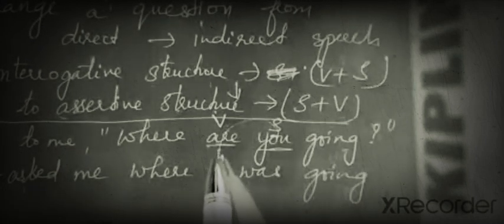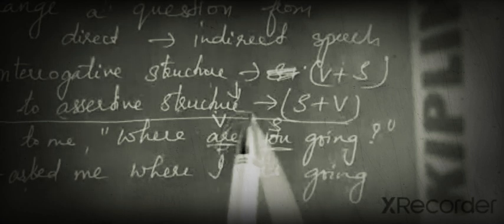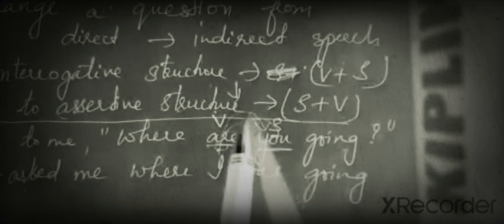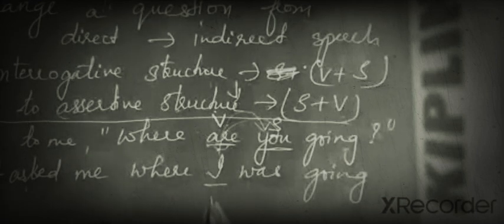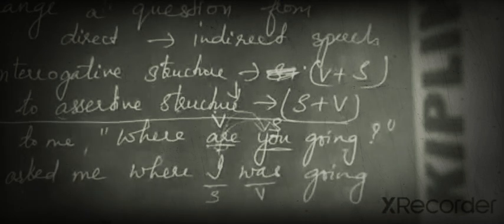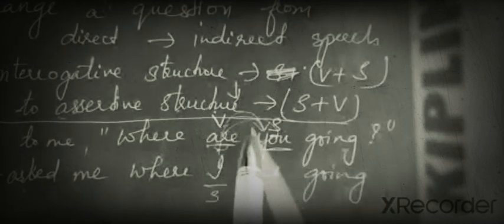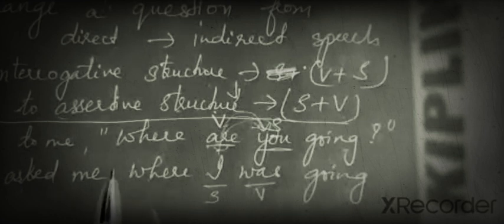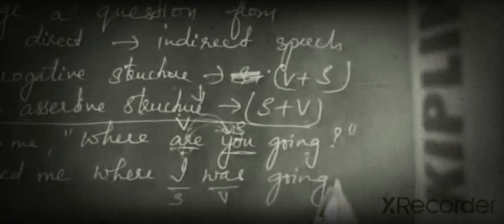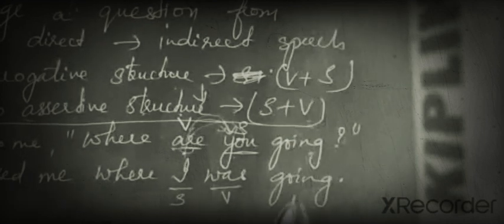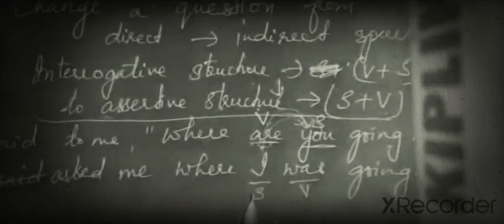Got it? The subject takes the position of the verb's place. So here you are having the subject and the verb like this. Okay, so it's interchanging their position. So this is what you have to do. And then you see the question mark changes to full stop. These are the things that take place when a question changes to indirect speech.